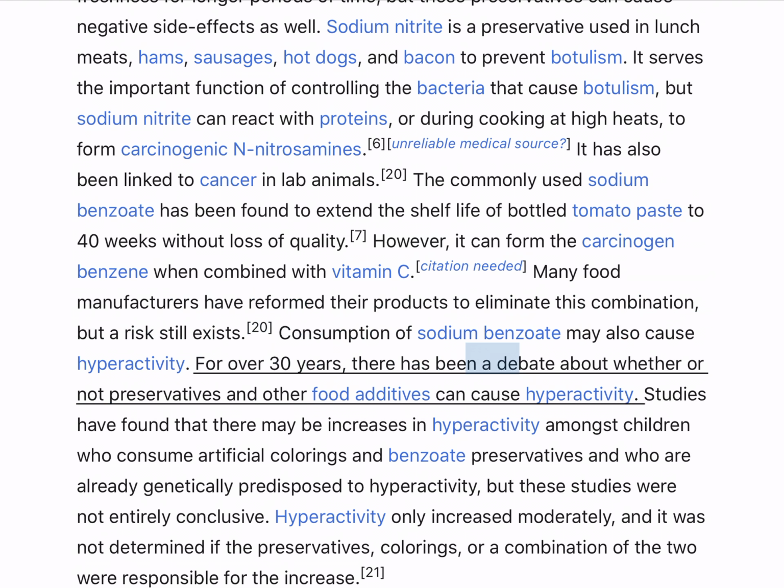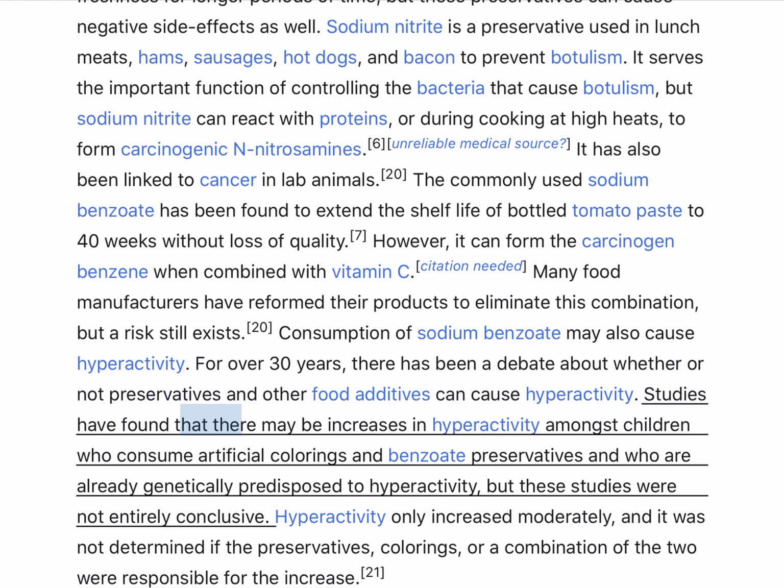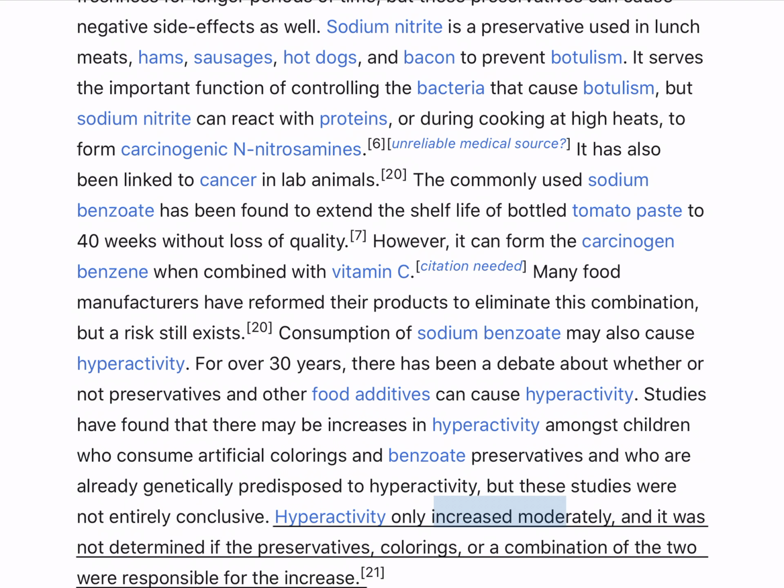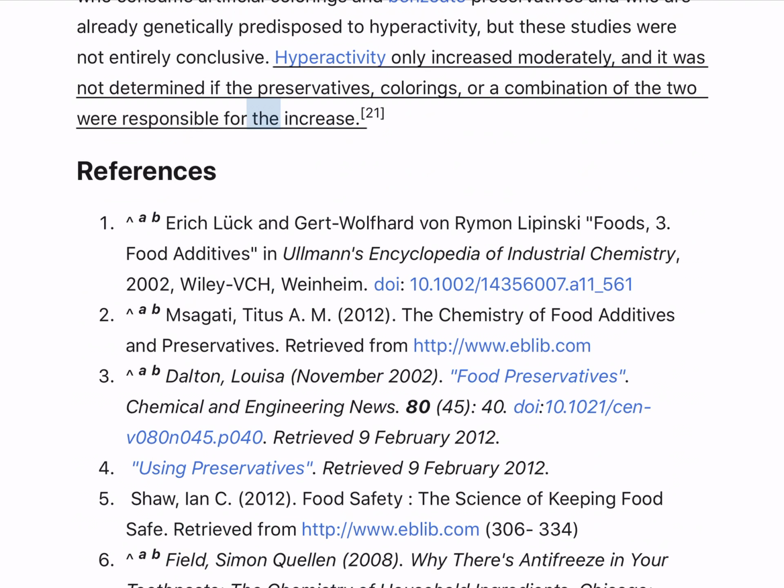For over 30 years, there has been a debate about whether or not preservatives and other food additives can cause hyperactivity. Studies have found that there may be increases in hyperactivity amongst children who consume artificial colorings and benzoate preservatives and who are already genetically predisposed to hyperactivity, but these studies were not entirely conclusive. Hyperactivity only increased moderately, and it was not determined if the preservatives, colorings, or a combination of the two were responsible for the increase.